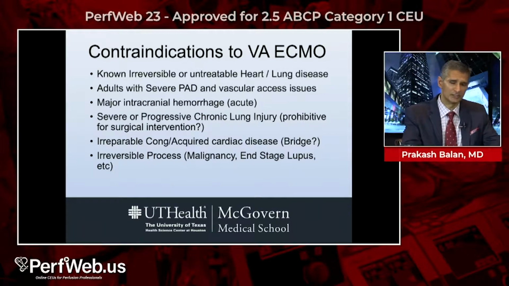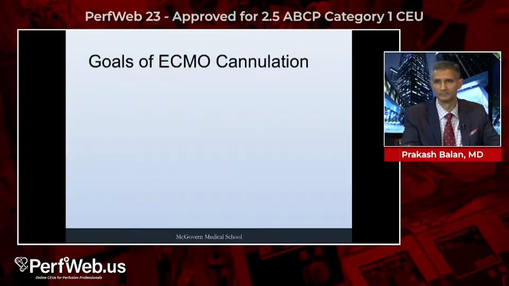Irreversible processes such as malignancies and end-stage lupus. And just as an aside, in many ways, I find lupus to be the worst disease possible. It affects every organ system, and I've seen too many young people pass away from this condition. And it's a great example of the kinds of irreversible processes that we cannot bridge with a technology like ECMO.